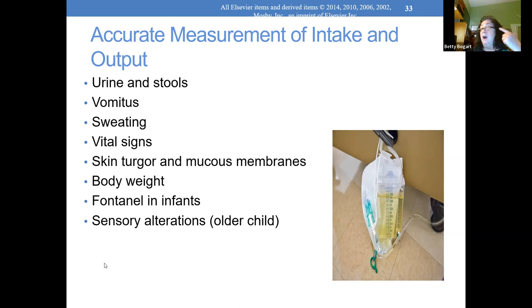And then, of course, are they awake and alert? Or are they getting drowsy and hard to arouse? Because dehydration will make a kid lethargic.